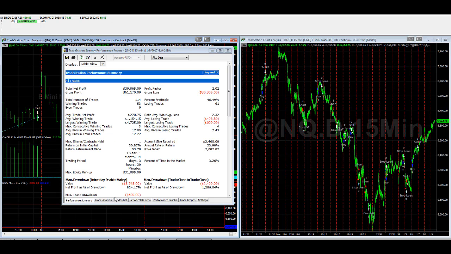And so if you want to be more selective, you want to reduce your drawdown a little bit, boost your average trade profit a little bit, boost your profit factor a little bit, at the cost of maybe having less total net profit because you have fewer trades, you can use the money management algorithms.